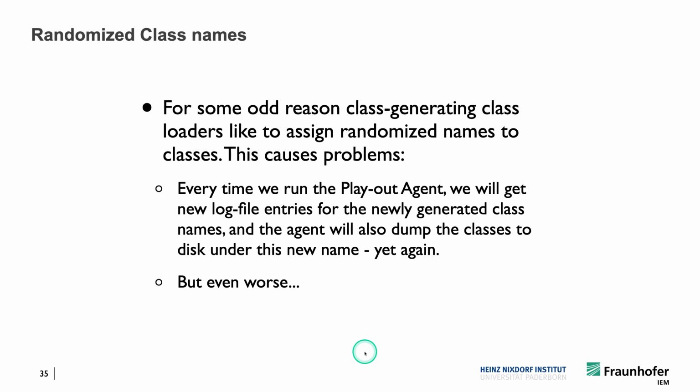So that's really a problem, right? Every time we run the playout agent, we will get new log file entries, right? And for the newly generated class names, the agent will also dump classes to disk under the new name yet again. So that's one problem, right? You keep generating classes from one run to the next because you think you haven't seen them yet, although maybe you have seen them already, just under a different name.